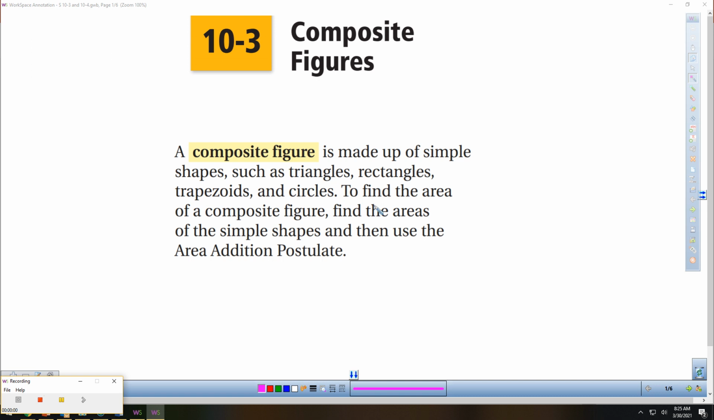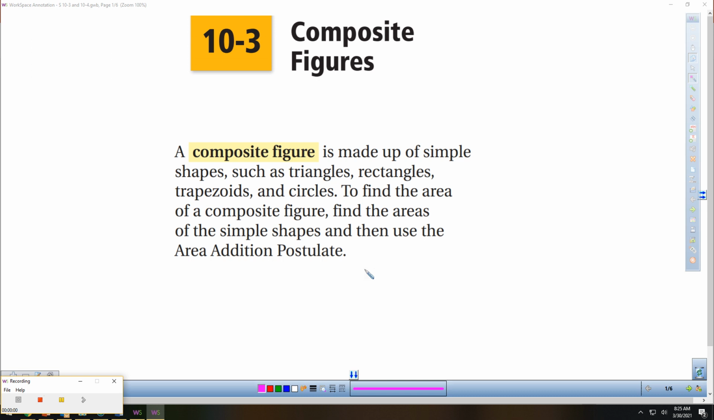Alright, so area of composite figures. Composite figures are just made up of multiple figures into one. So think of an ice cream cone. Okay? The bottom is a triangle and the top is a circle. That's a composite figure.